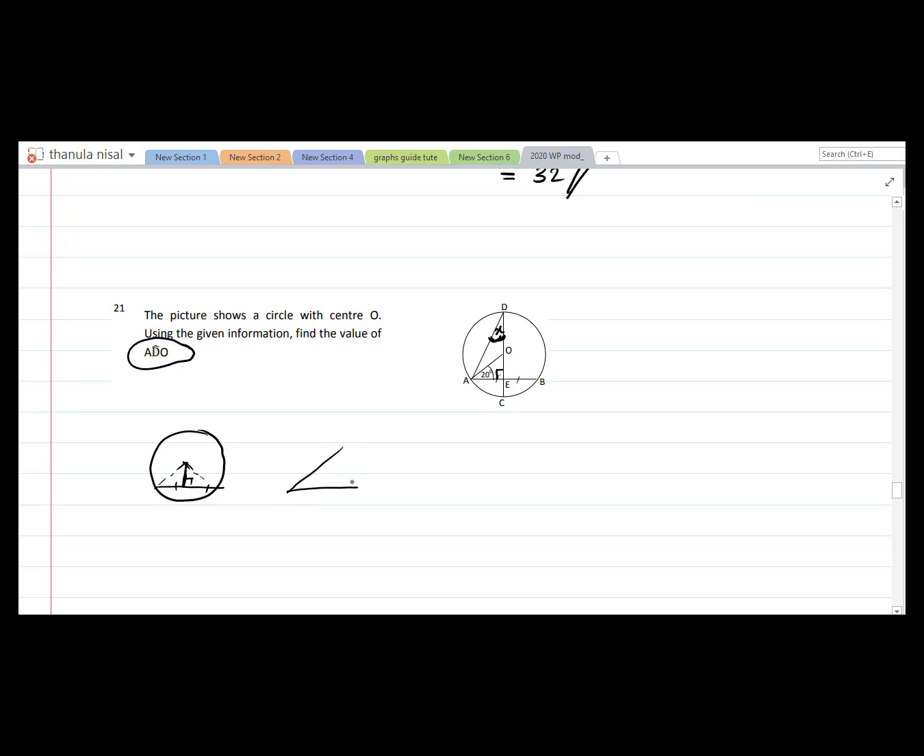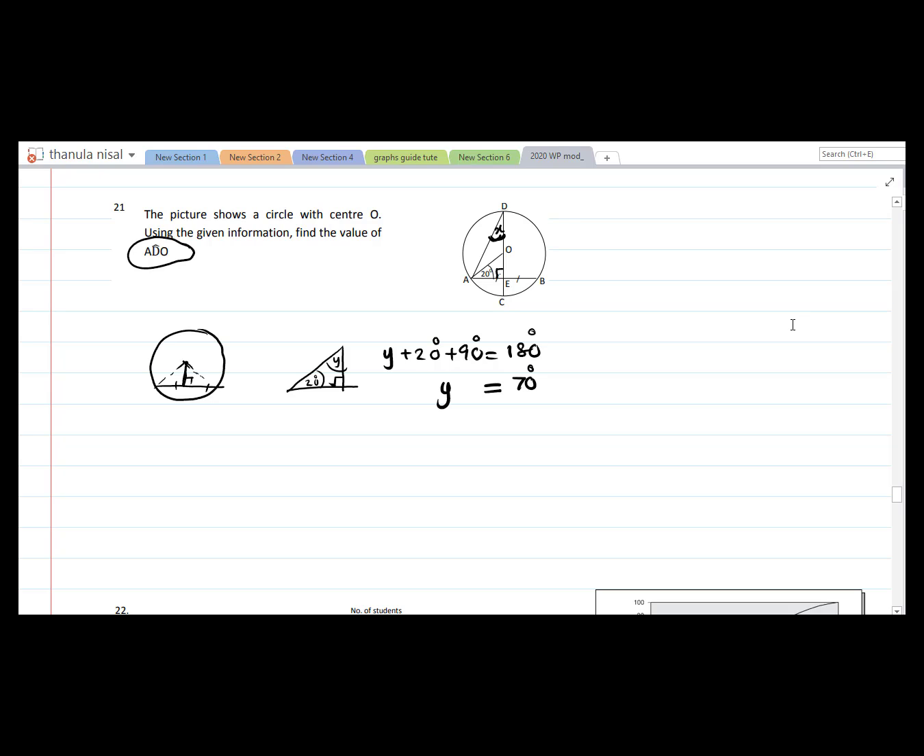Now, consider this small triangle. This is 20. If this is y, we can easily find y. y plus 20 plus 90 is equal to 180. Therefore, y should be equal to 70. Now, by using y, how to find out the value of x? Here x is here, this y value 70 is here.